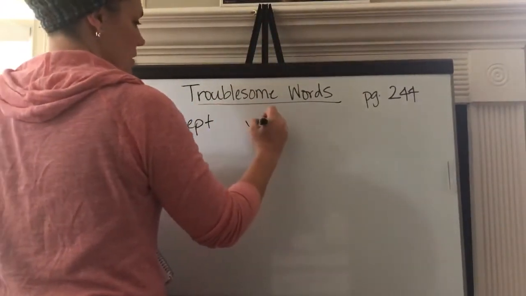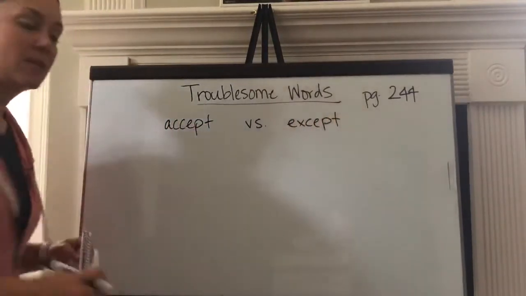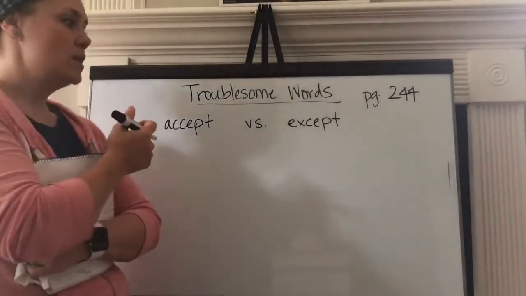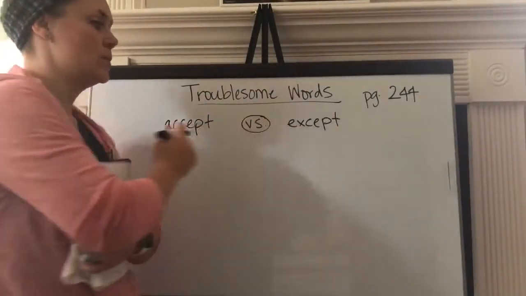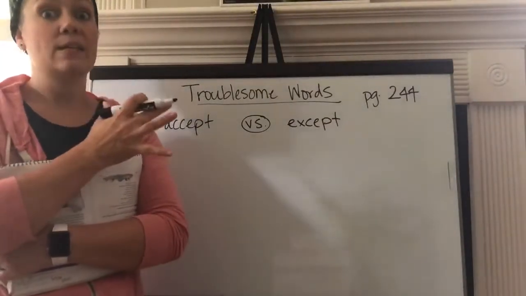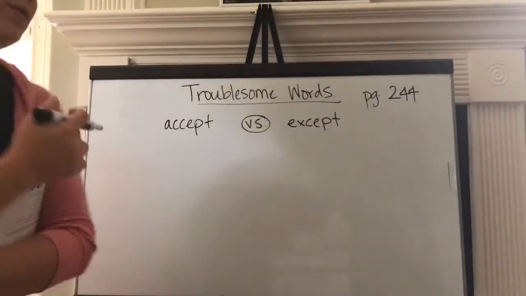are accept versus except. I'm enunciating the a and the e in these words right now so that you can hear them. However, when you hear them in English, most people just pronounce both of these words as accept. And so you're not going to know which one they're talking about unless you know how they're using it.